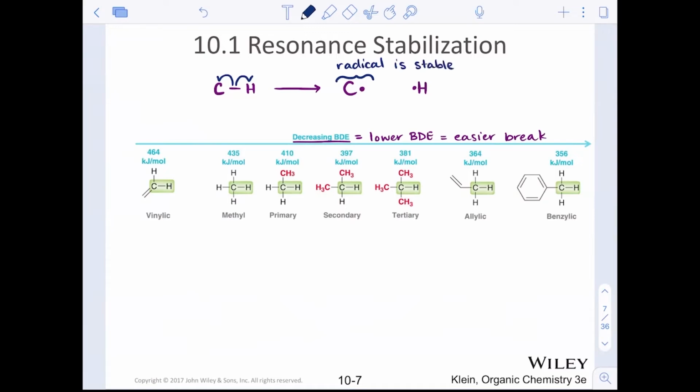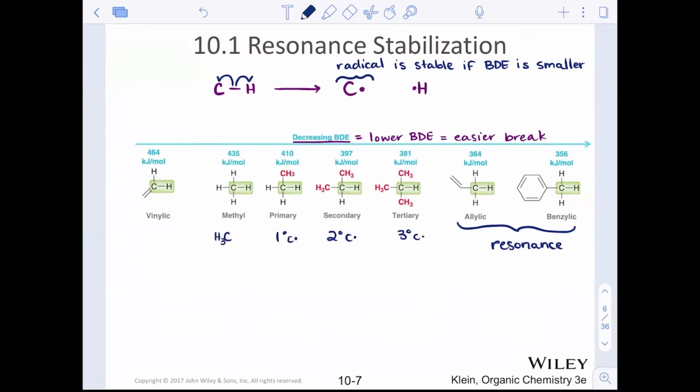So the radical is stable if the bond dissociation energy is small. It means it doesn't cost much to break it. So we do see the resonance radicals are the easiest to form. And then our tertiary radical, our secondary radical, primary radical, and our methyl radical. That's the same stability we saw before.